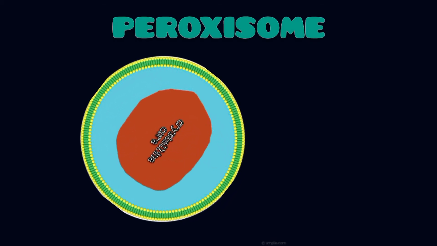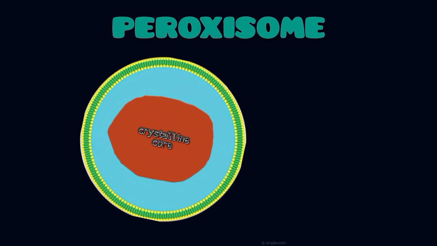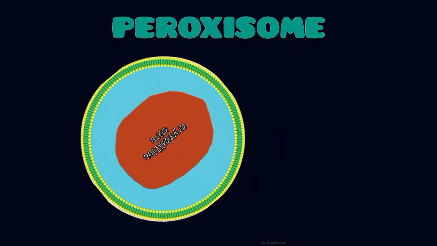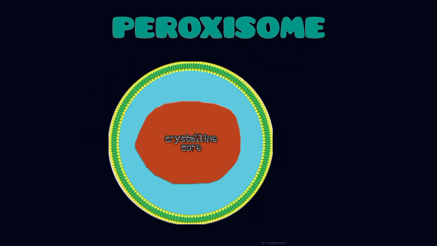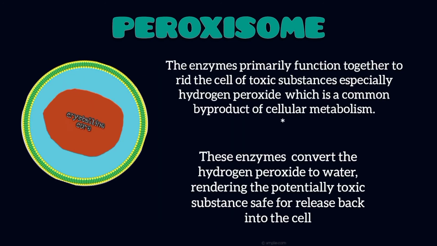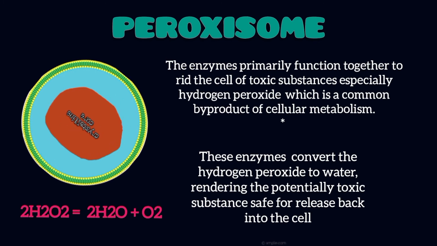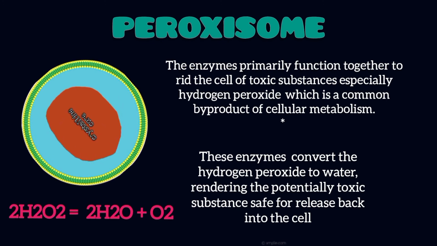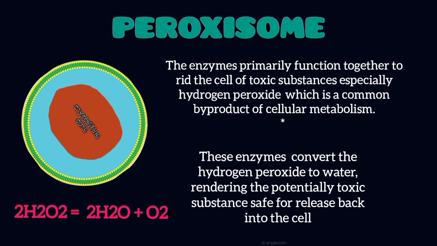Now we move on to our next cell organelle, that is the peroxisome. Peroxisomes are membrane-bound organelles that contain the oxidative enzymes. Their matrix contains a crystalloid structure which contains various enzymes. The enzymes primarily function together to get rid of the cell's toxic substances, mainly the hydrogen peroxide, and this is from where they get their name peroxisome. These enzymes convert the hydrogen peroxide to water, making it safe to be released back into the cell.